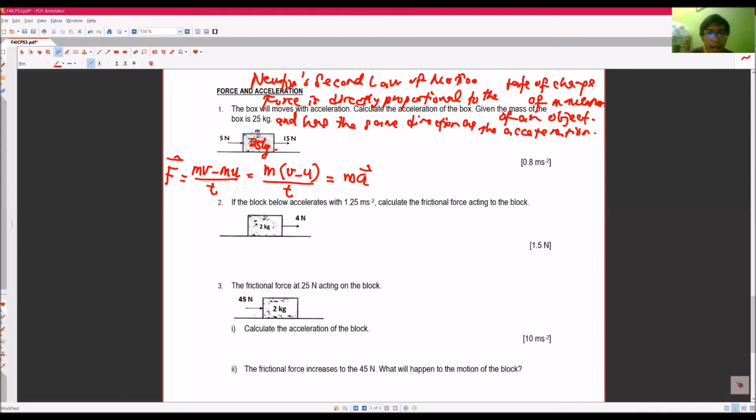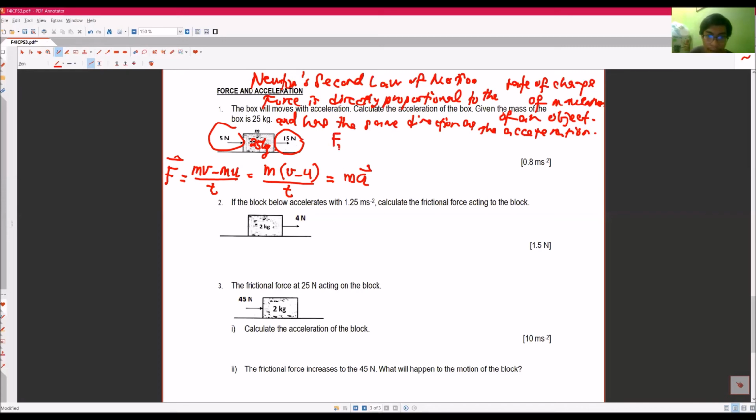So let's see here, we have two forces, so we have to add up the forces. If both forces are in the same direction, then we can add up normally. But if they are in opposite directions, then we have to subtract, or make one of the forces negative, and then add up and see the direction of the acceleration. The process of adding up the forces we call the net force, the resultant force.